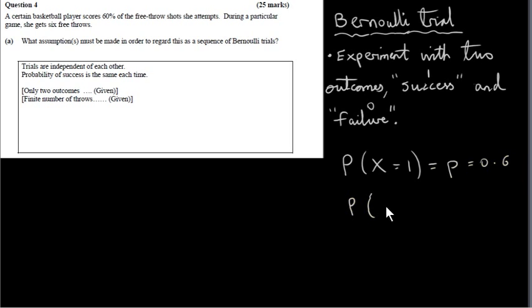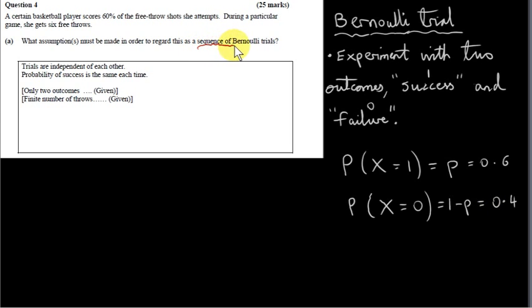The probability of failure, which we can call 0, is 1 minus p. See, there are only two outcomes. So the probabilities associated with these two outcomes must sum to 1. So this probability must be 1 minus p. That's 1 minus 0.6, which is 0.4.